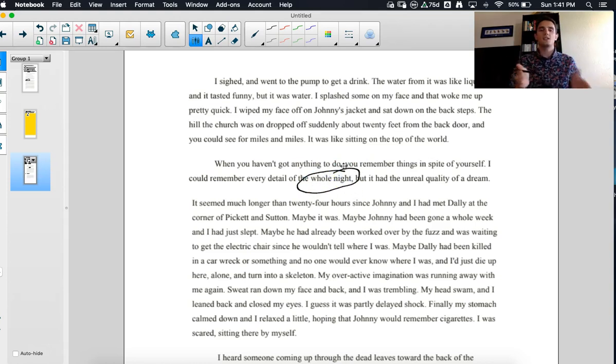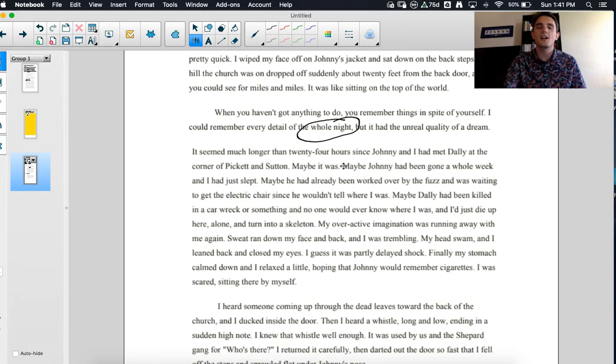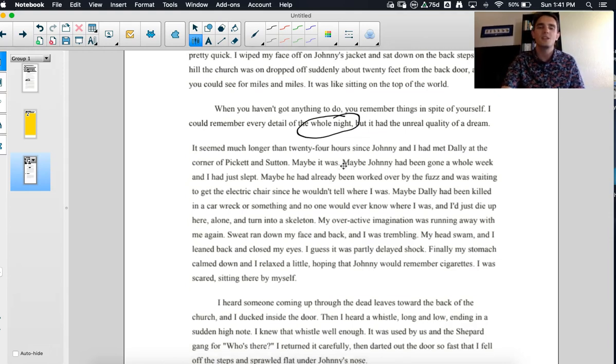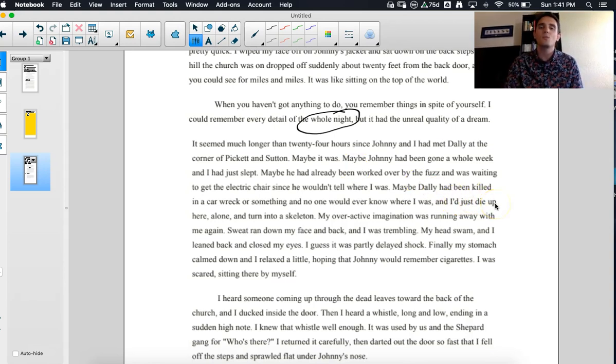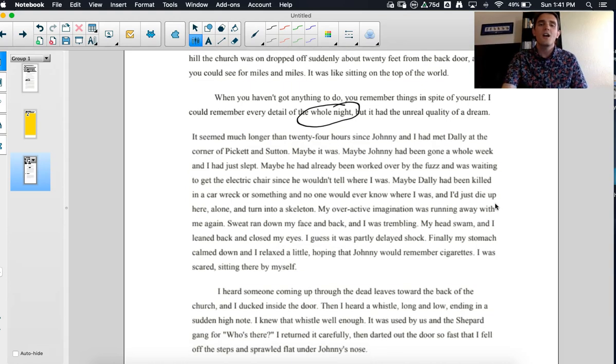So it had just happened. And he's going to say in the next line, it seemed much longer than 24 hours since Johnny and I had met Dally at the corner of Pickett and Sutton. Maybe it was. Maybe Johnny had gone a whole week and I just slept. Maybe he'd already been worked over by the fuzz and was waiting to get the electric chair since he wouldn't tell where I was. Maybe Dally had been killed in a car wreck or something, and no one would ever know where I was, and I'd just die up here, alone, and turn into a skeleton.